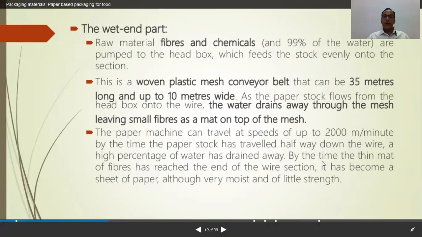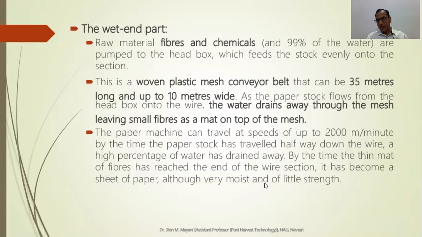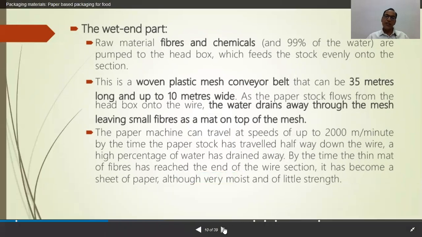And by the time the thin mat of fibers has reached the end of the wire section, it has become a sheet of paper. However, it is very moist and has very little strength. Strength comes after drying.